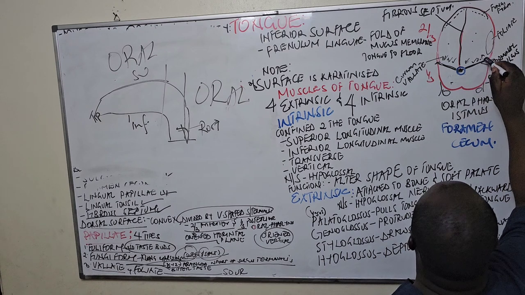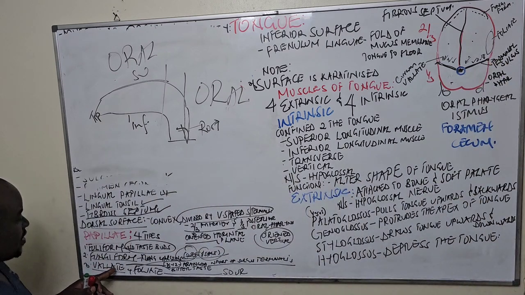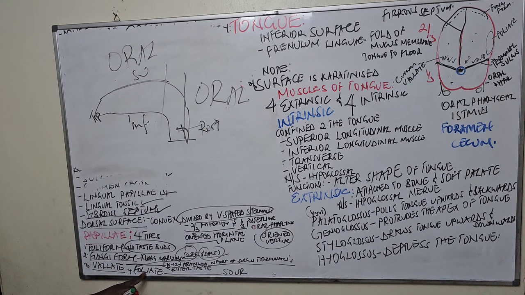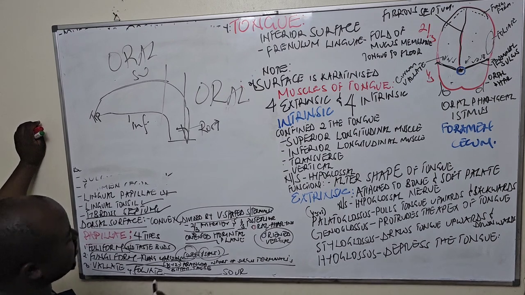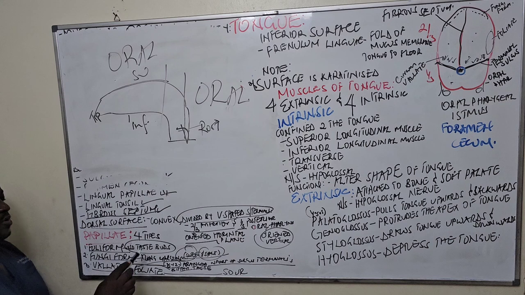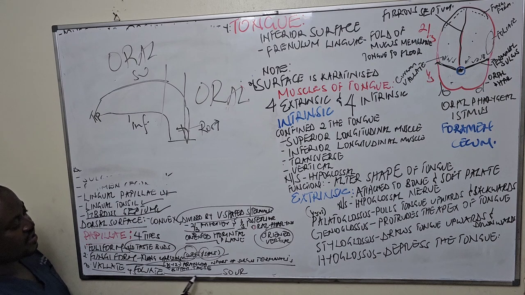Because of being around here, that's why we are calling them circumvallate, also vallate. The foliate, which are always found also on the tongue, are for sour taste. So the vallate, these ones are very important. They are 8 to 12 in number for bitter taste. Then the foliate is for what? Sour taste. So you shall remember: filiform, no taste buds, texture. Fungiform, sweet and salt. Vallate or circumvallate, bitter taste. Foliate, sour taste. Very important.